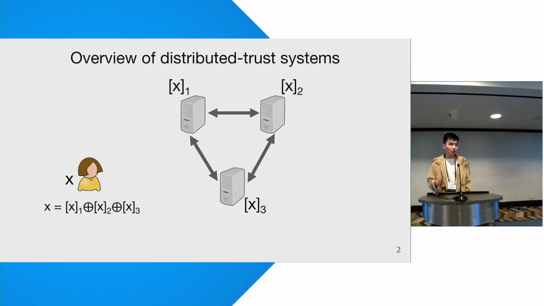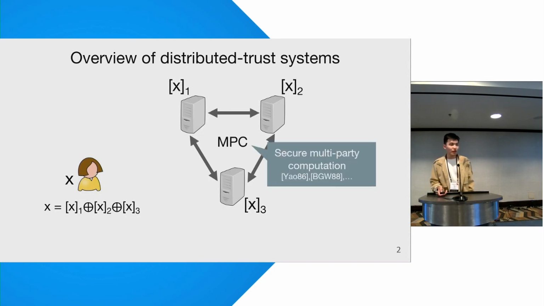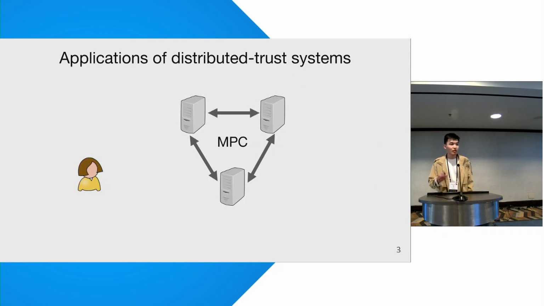Later, when the servers want to perform computations on the data, they will leverage cryptographic tools such as MPC, which stands for Secure Multi-Party Computation, to allow them to privately compute on the data without revealing the data. And a distributed trust system is more secure because the attacker now needs to compromise all servers in order to recover the client's secret. There are many applications of distributed trust systems.